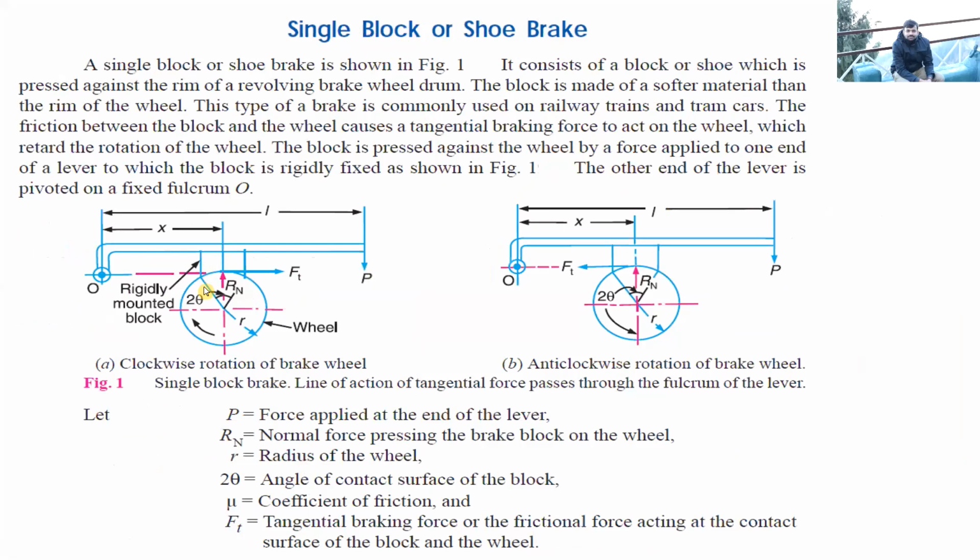Okay, so as you can see over here, there are two diagrams. One of the diagrams is for clockwise rotation of the wheel. This is the wheel, and here the wheel is rotating in anti-clockwise direction. Okay, over here you can see that this is the block or shoe, whatever name we want to give. This is the shoe. Okay, and this shoe or block is attached to this lever, and this lever is pivoted at this point O. That is, it acts as a fulcrum point.